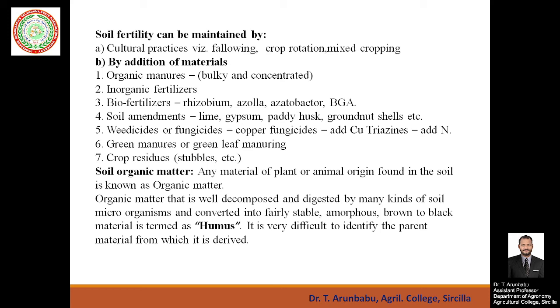And another important one is addition of materials. That is, first one, organic manure. So bulky organic manures like FYM, compost, and other materials, and concentrated organic manures like oil cakes. So these all, when added to the soil, increase the soil fertility. And by addition of inorganic fertilizers like urea, SSP, MOP. And by adding biofertilizers also, for example rhizobium, azolla, azotobacter, and blue-green algae. So these all fix the atmospheric nitrogen and increase the soil fertility.